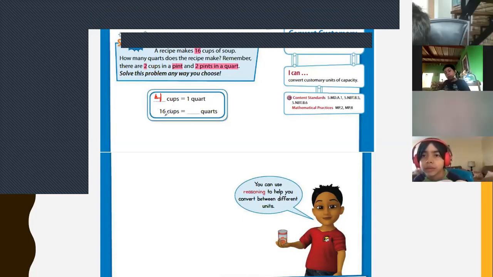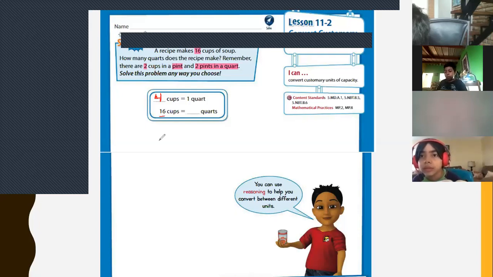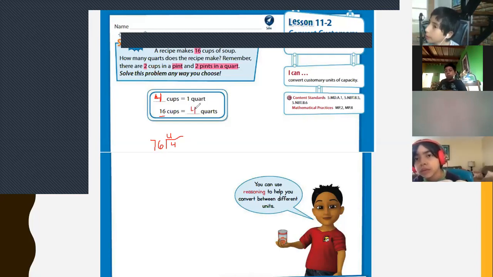If you have 16, you're gonna divide 16 by 4. So which is the answer of this? 4. And 4 times 4 is equal to 16. So how many quarts do we have in 16 cups? 4. Easy, right? Yes or not? Yes, mister.